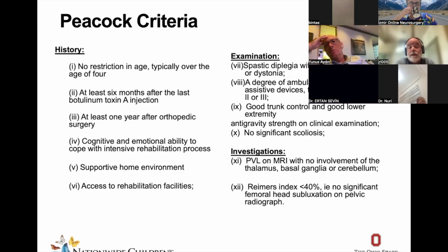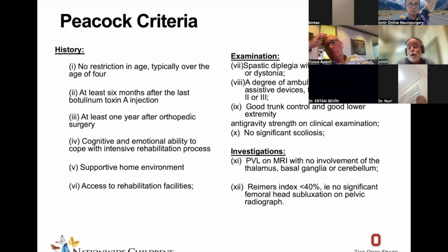He really looked at no Botox injections for at least 6 months, because any monitoring that occurs with Botox injections is going to be problematic if you do it any sooner. 6 months is usually the amount of time required for Botox to wash out. You need to be at least 1 year after orthopedic procedures, and you need to be able to undergo the physical therapy after the procedure, because you do experience a functional decline afterwards.